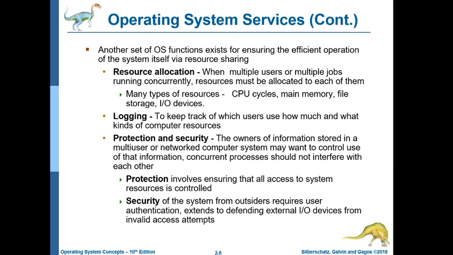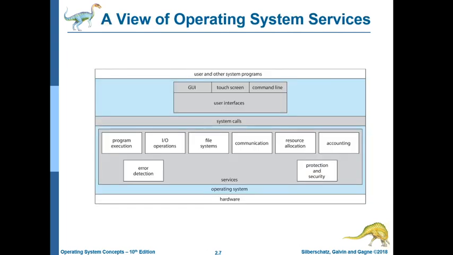Most operating systems today also provide protection and security through access to files, network security, IO devices, and so on. In the big picture, the operating system provides several layers of functionality. On the top, we see users and other system programs. These are where your browser, your Microsoft Word, your presentation files would sit, on the topmost layer.